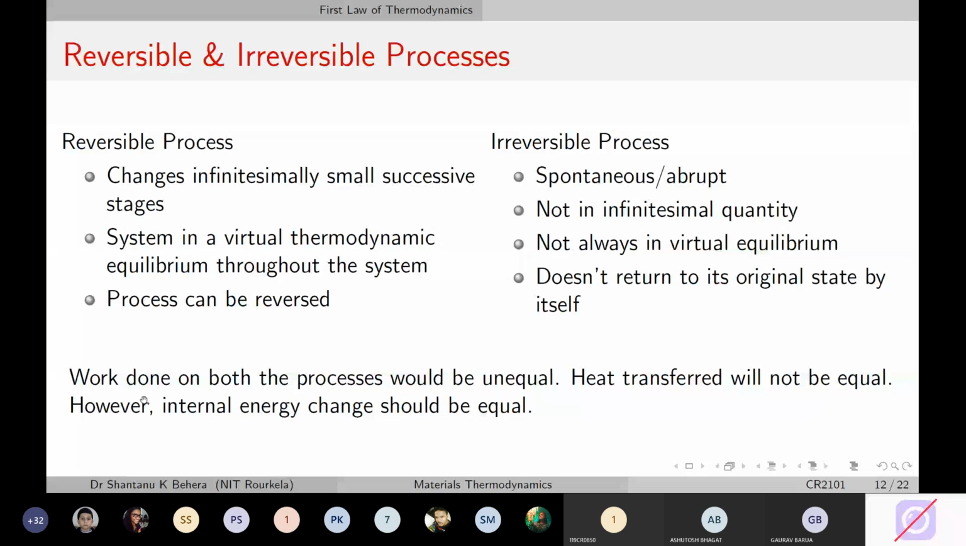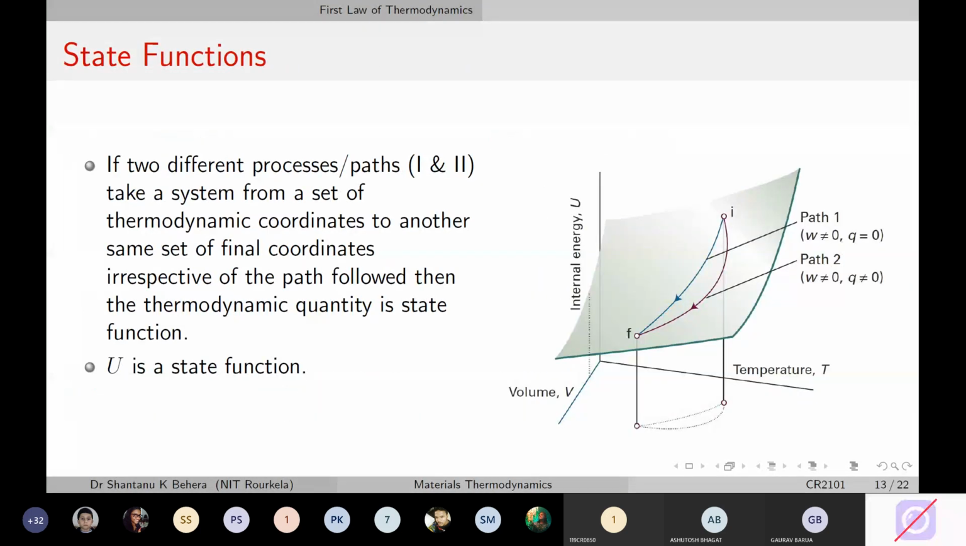So here is an example of a process on the right. This is a thermodynamic space, with thermodynamic coordinates of temperature, volume, and internal energy. Let's consider two states, given by I and F, and two paths that depict the movement of the process from I to F through this blue line or aqua line. This is path 1, and this is path 2.